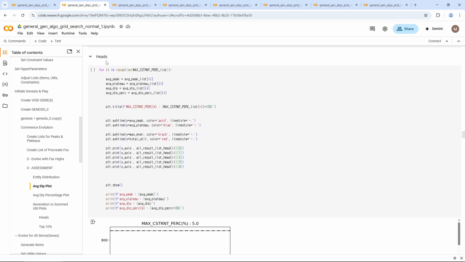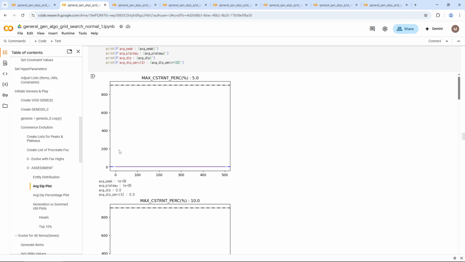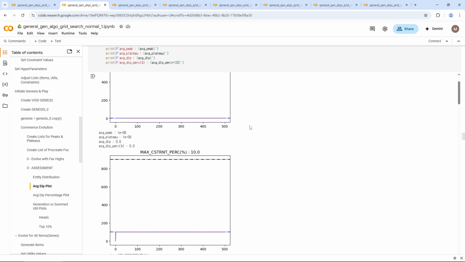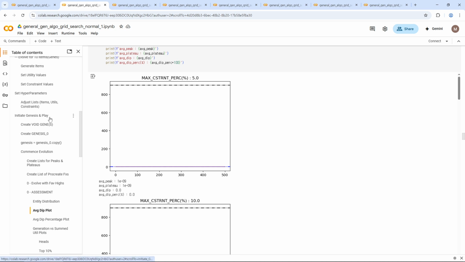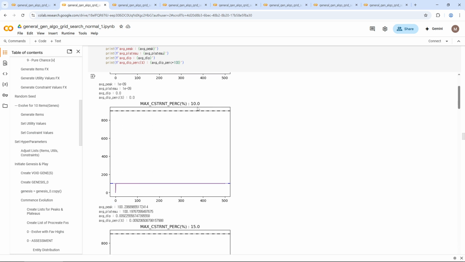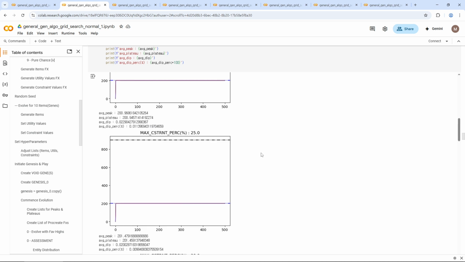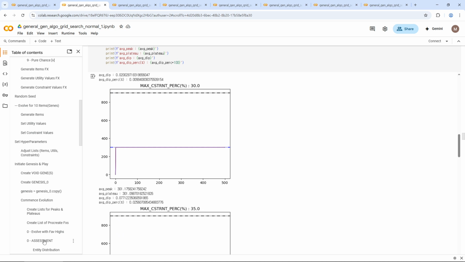Let's plot everything. So plotting the heads, or the top entities, when the maximum constraint percentage was at 5%, you'll see that there's basically nothing, which is obvious, because when the maximum constraint percentage is so low with so few items, the entities just don't change much. This is when it is at 10%, 15%, 20%, 25%, 30%, 35%, and so on.